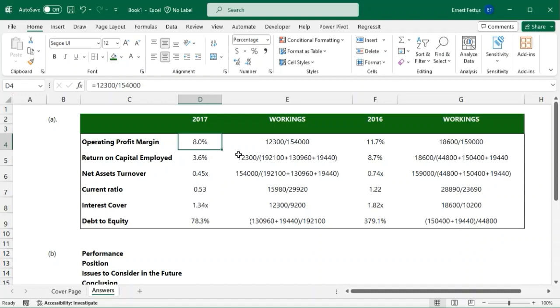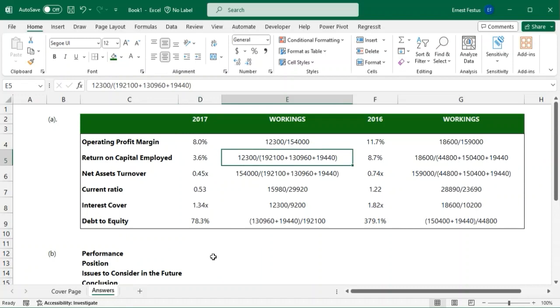Now we go to the return on capital employed. That one too has declined significantly. From our question, there are two major reasons for this. First, there has been a decline in the profit from operations. This is 18,600, this is 13,300, 12,300. So there has been a decline in our profit from operations, which we used in calculating the return on capital employed.